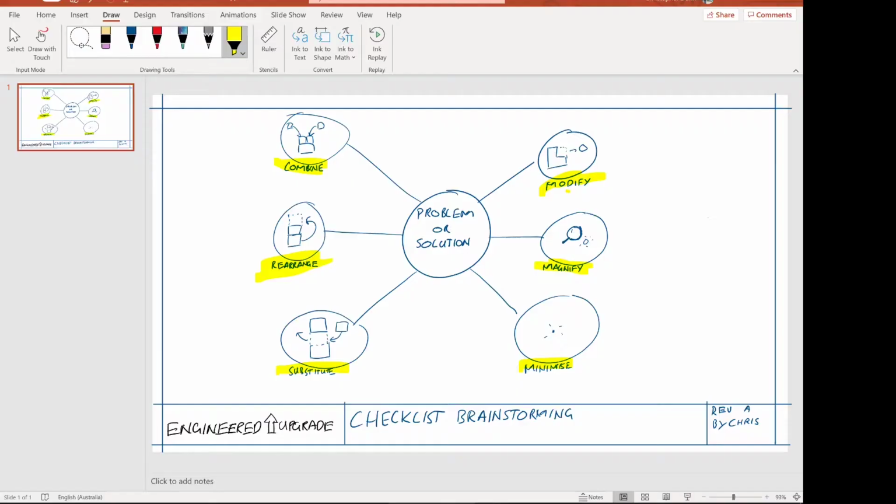What if we substituted the whole solution? What if we got rid of the train entirely and used a bus or car or aeroplane or helicopter or something else to transport people around? So substitute could be a substitution for the whole solution, not just one particular item as in the picture here. In our case, the problem is people needing transport. Our solution is about transporting people. It doesn't have to be by train.